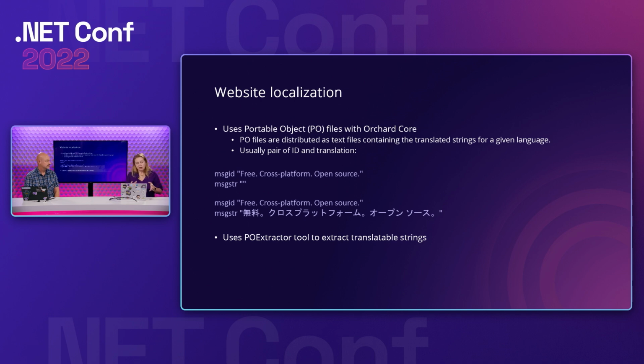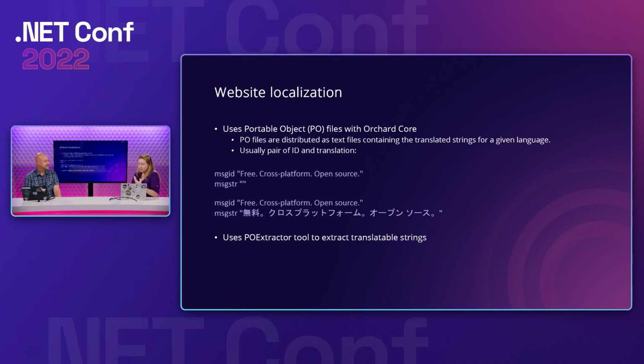For the English version, the message string is empty, but then for each language, we get a file that has the pair of English and the translation. So it's super easy to see the translation and even problems. Typically, in the past for .NET, you'd use the RESX files.